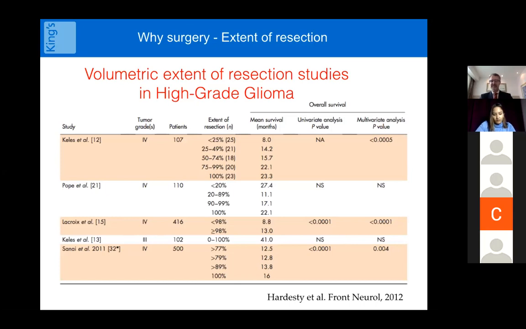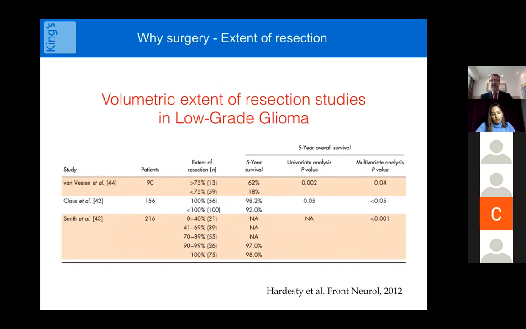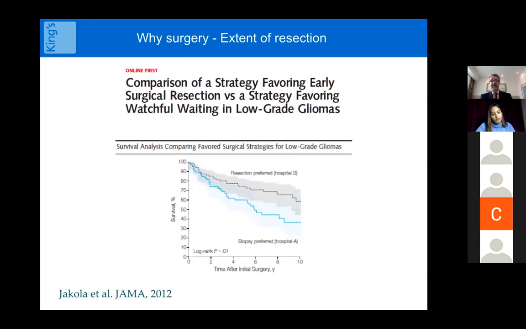You can see this busy slide is just to show, this is a retrospective meta-analysis of the literature that has been done now almost 10 years ago. And the message, you can see it, the higher the extent of resection, the better the survival. And this is also true for low-grade glioma. Again, the higher the extent of resection, the better the survival.